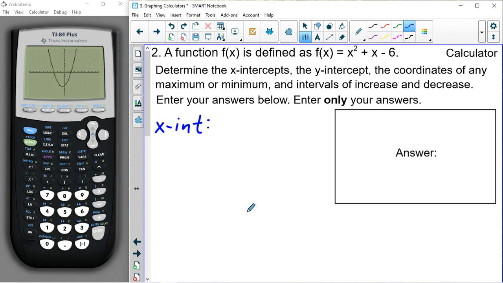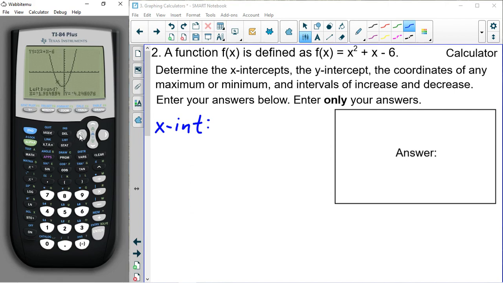Now the first way we're going to do this is by hitting second, calc, and then going to 0, which again, we remember means the same thing as an x-intercept. I'm going to hit enter. And now the calculator is essentially going to ask us where to look. The calculator is very good at finding the x-intercepts as long as we tell it where to look. So it's going to say, okay, give me a point to the left of the x-intercept, give me a point to the right of the x-intercept, and then I'll go in and find the x-intercept.